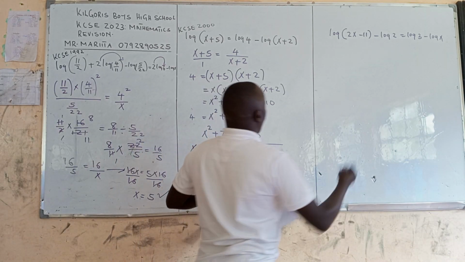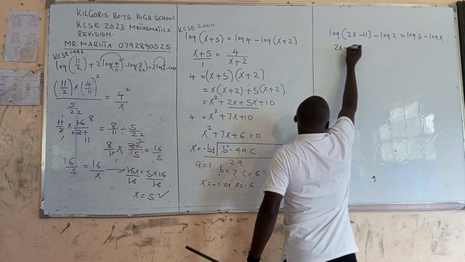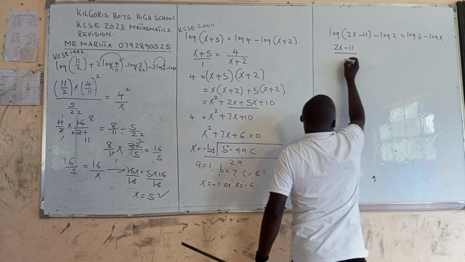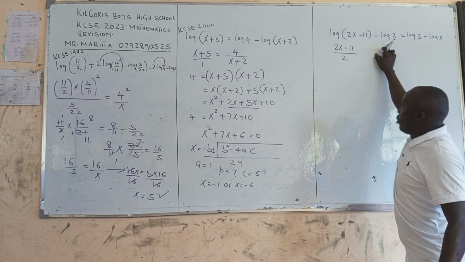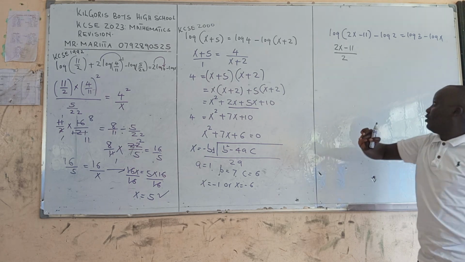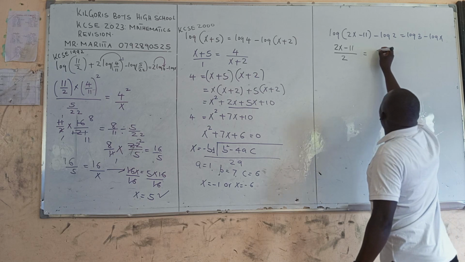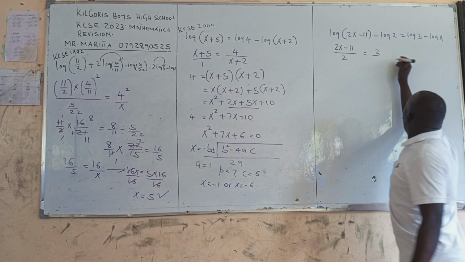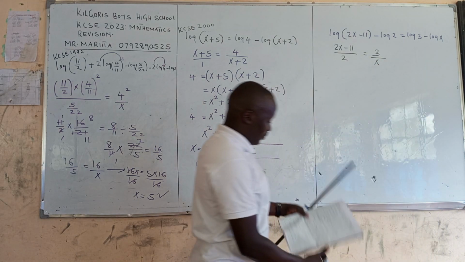We can have this one as 2x, so we have 2x minus 11. We are dividing this one by 2. So we have dropped this log, we have dropped this log. And the operation here is a subtraction, which will change into division, which will be equivalent to, we drop this one here, we remain with 3. Working on this operation, which is a subtraction, this one will just change, we divide that one by x.